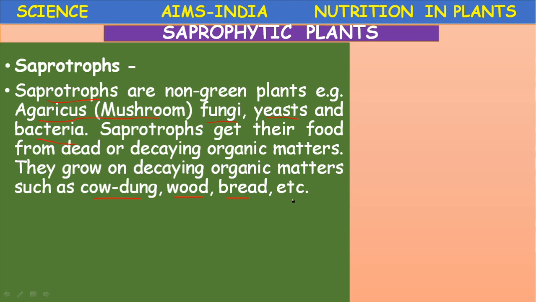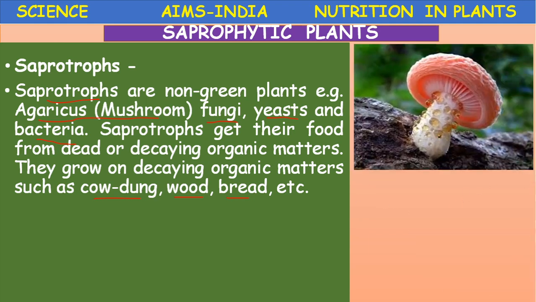Okay, what are saprotrophs? They are non-green plants. Example: fungi like mushrooms, yeast, and bacteria. Bacteria is another organism, unicellular. So these saprotrophs get their food by decomposing the dead organisms. These saprotrophs release certain chemical substances into the organic matter so that they convert the complex substances into simpler ones, and they absorb them through special structures.